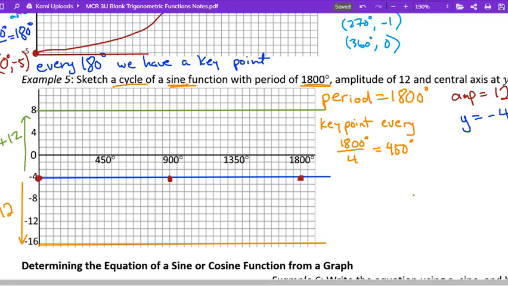Which one is the max, which one is the min? So we think to ourselves, does the sine function first increase or does the sine function at first decrease? It increases. And so that means at 450, I have the max, and at 1350, I have the min.